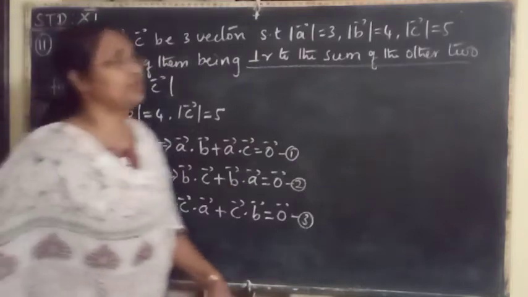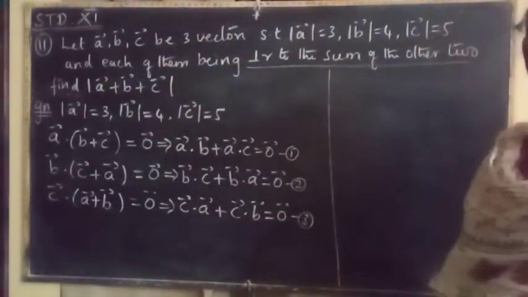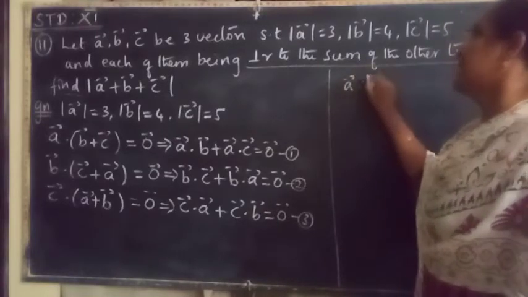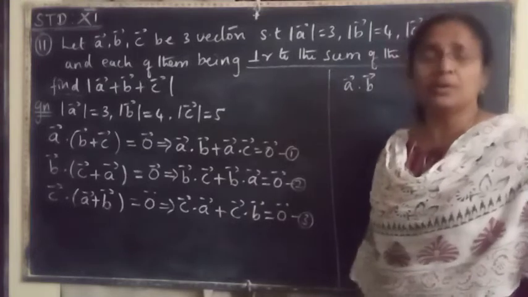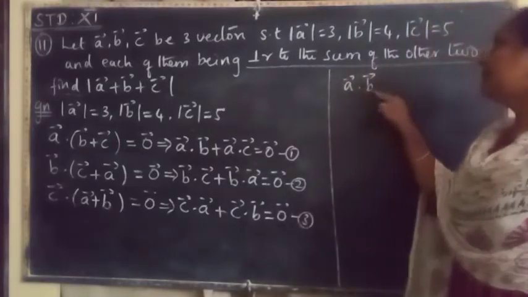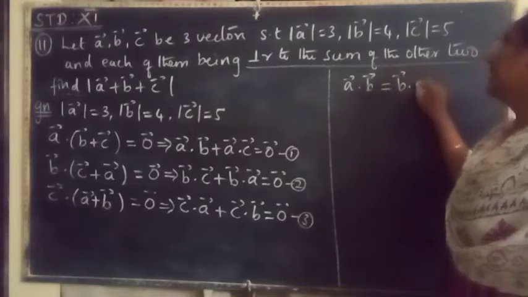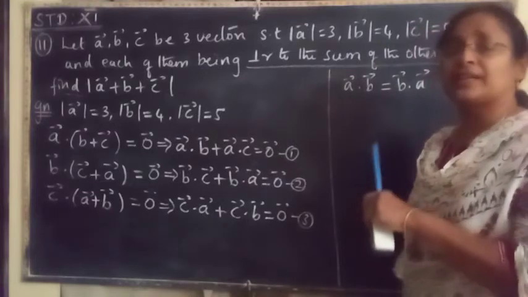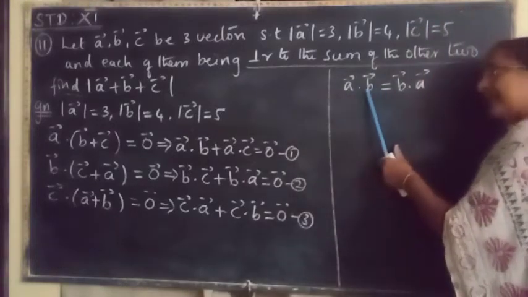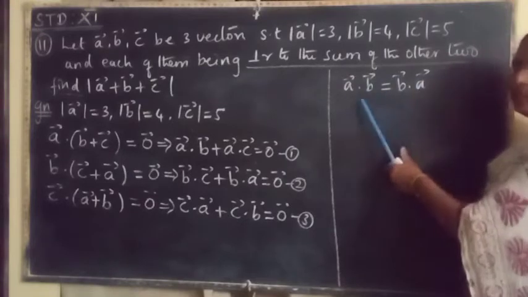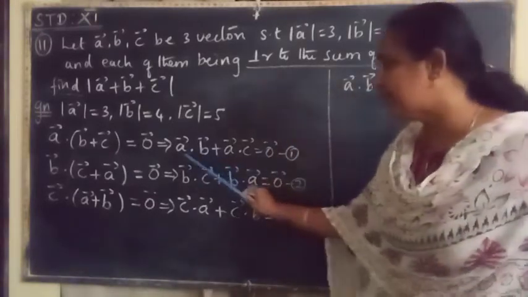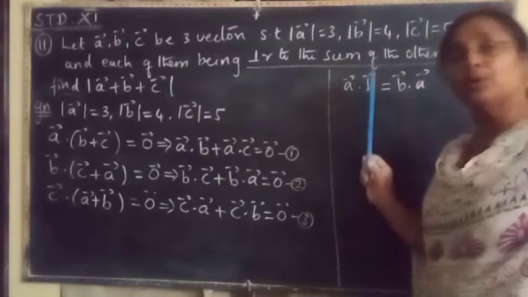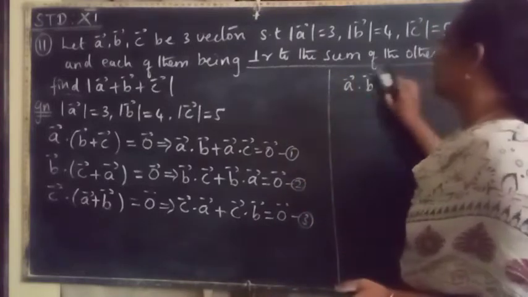Before adding, look into this. A very, very important property has to be discussed, that is, dot product is commutative. You know what is meant by commutative, isn't it? A dot B is equal to B dot A. So if it is A dot B, then the value of B dot A is also equal. So in the place of B dot A, I am going to replace it with A dot B, because both are same.